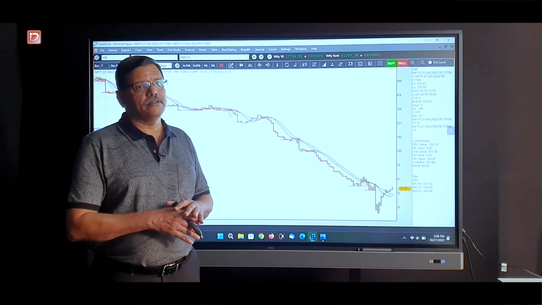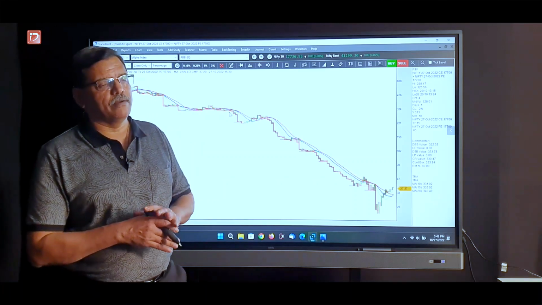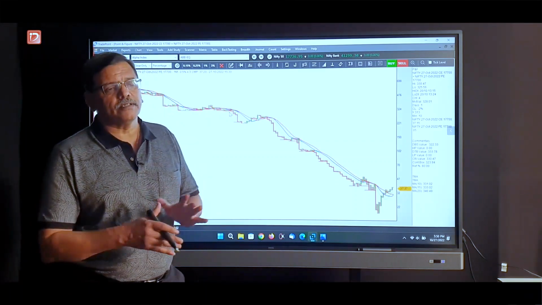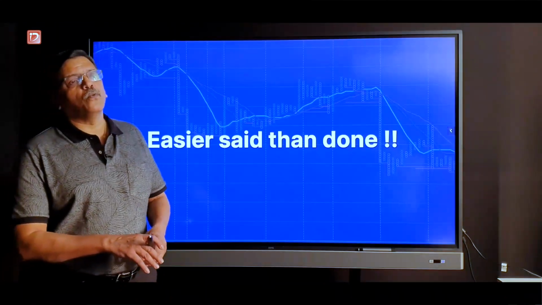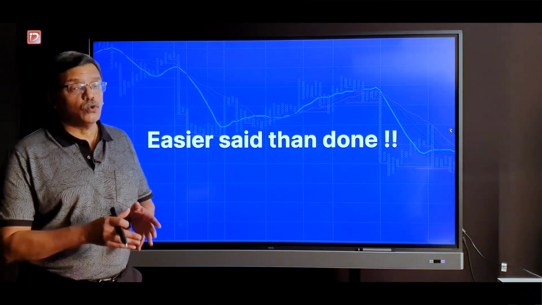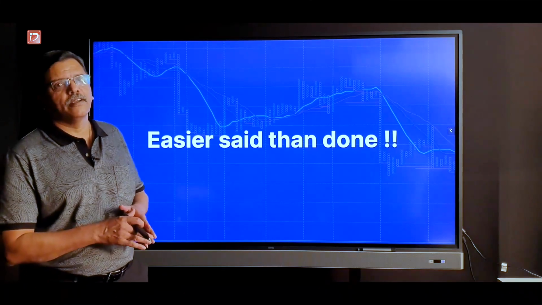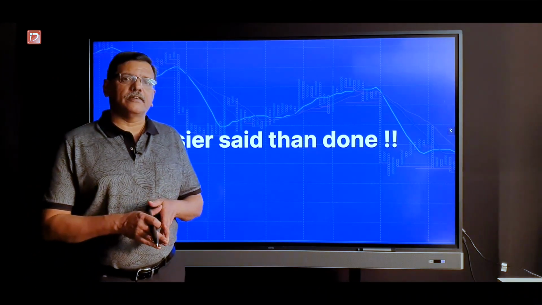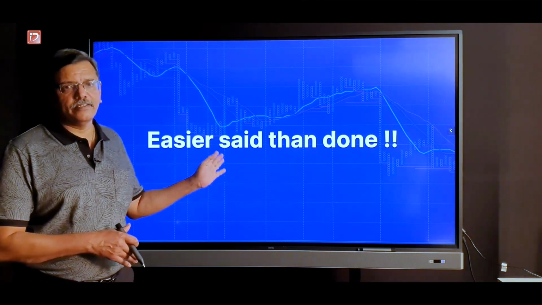And even if there is a stop loss, it won't be a very big stop loss, and it's as simple as that. So once you follow the rules, it is not very difficult. Maybe you need to get used to following the rules and observing the charts. But again, like any other trading strategy, it is quite easier said than done.